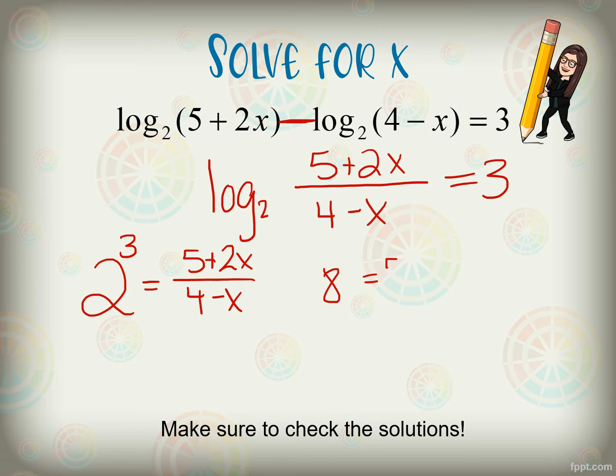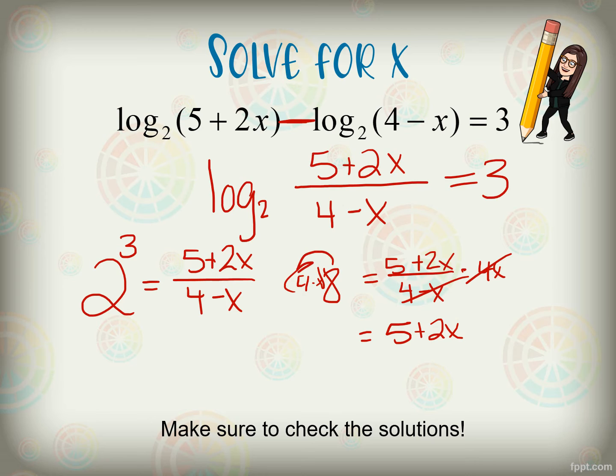And how do I solve it when I have an expression over an expression? Well, instead of dividing by 4 minus x, let's times both sides by 4 minus x. If I multiply it to the other side, I now have a 5 plus 2x equal to, and we need to distribute that 8 onto there. I'm going to take care of that right away. So 8 times the 4, if I distribute it in, is 32, and 8 times negative x would be negative 8x.